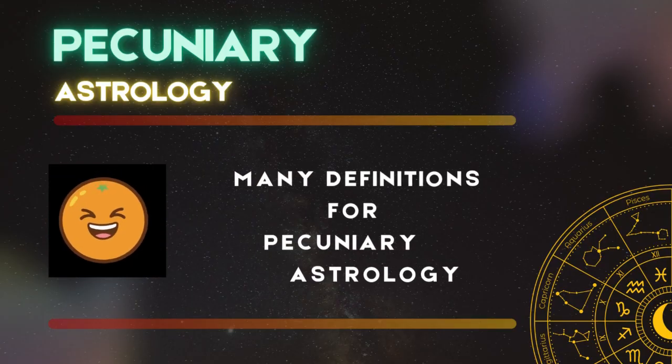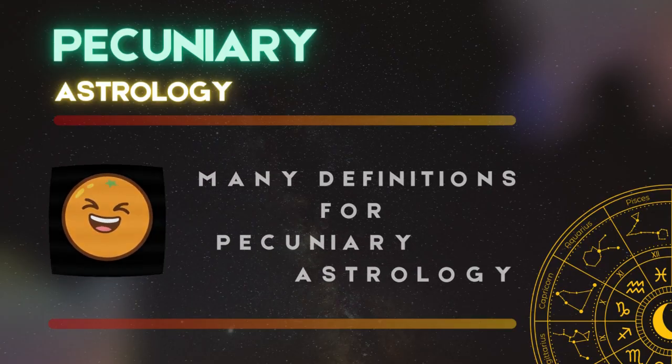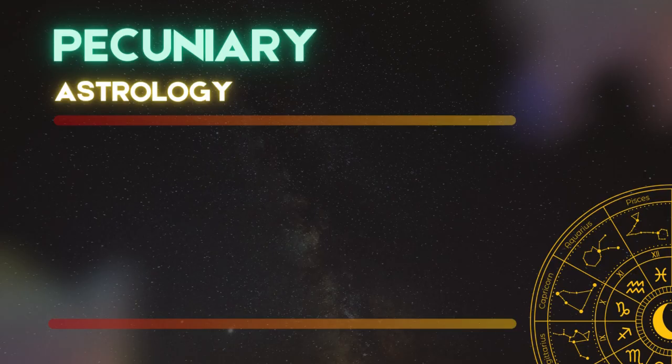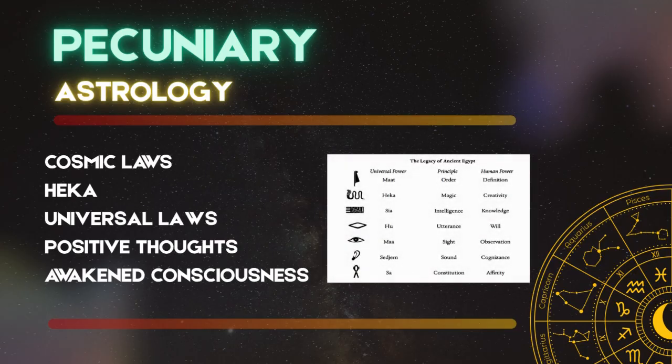I define pecuniary astrology as those enlightened thoughts and awakened consciousness that produces the results that you want. All right, so the universal law, the cosmic law, the Heka that I talk about in my cosmic law video, mental disciplines and focus, all of those things fall under the category of pecuniary to me because they lead to a greater likelihood that when you're investing, things go your way.